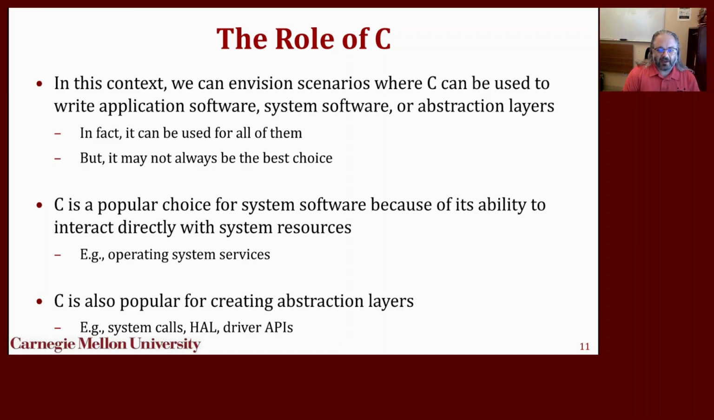So it also turns out that C is sometimes a popular choice for creating abstraction layers, mainly in the forms of creating what are called system calls, the function calls that applications can make to request services from a system, and for what is called a hardware abstraction layer, which is where a piece of software presents the capabilities of a piece of hardware through a series of programming interfaces. And this starts to look like a driver API, where a piece of software can control a piece of hardware, request input, request output. This is where C is very, very popular.